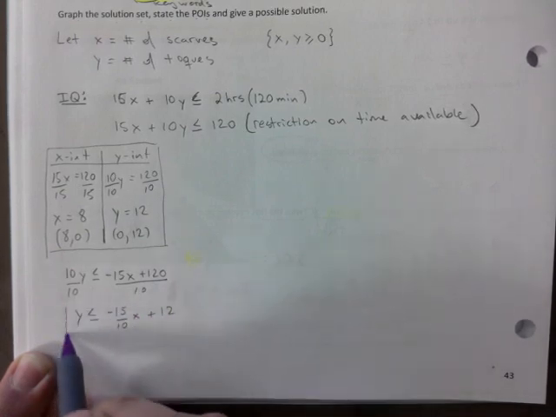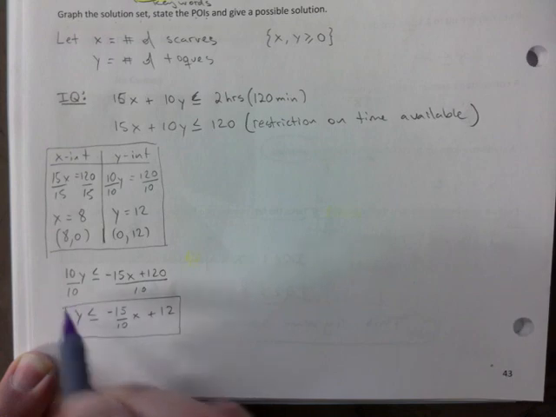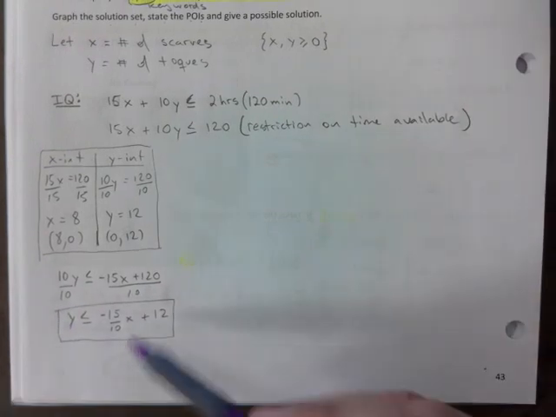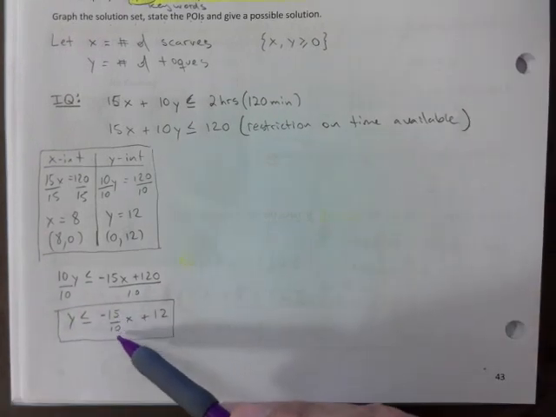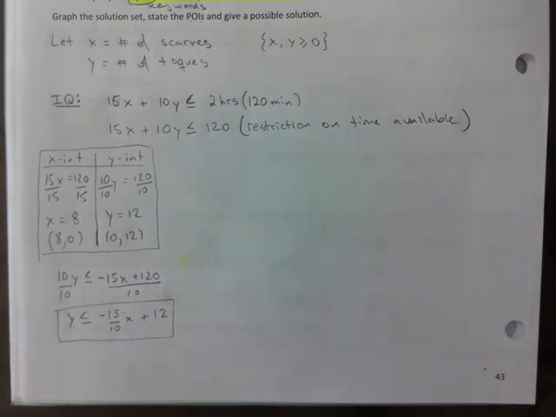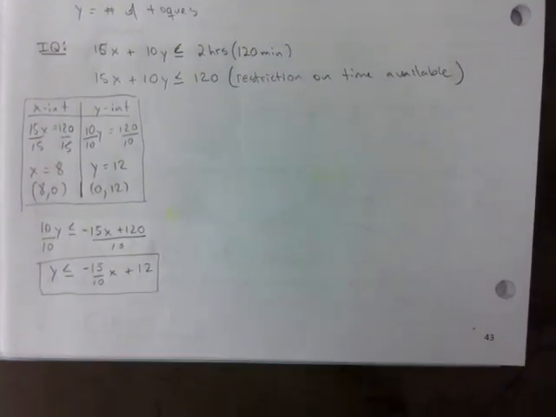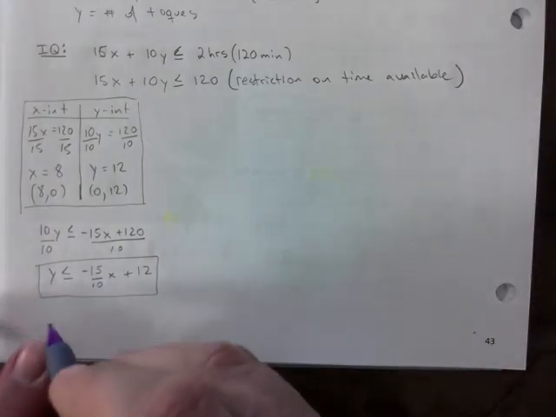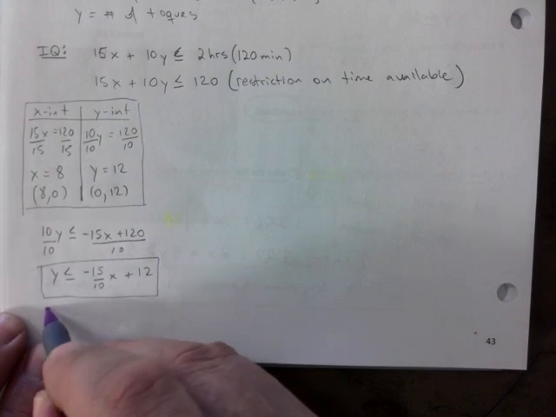And there's my inequality. You may reduce if you want, right? That would be 3 over 2. 5 goes in there, 3 times goes in there. But I wouldn't bother with it, because if you reduce it and it's wrong, it will actually cost you marks, right? So here we go. This is a solid line.